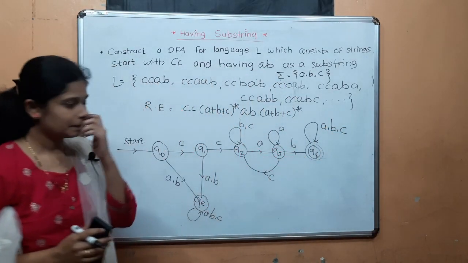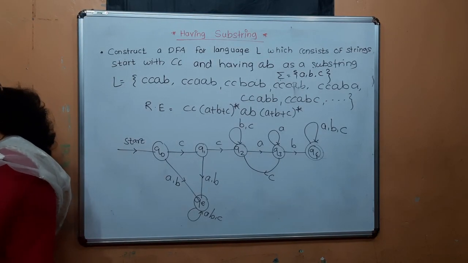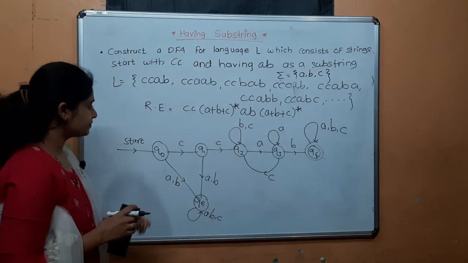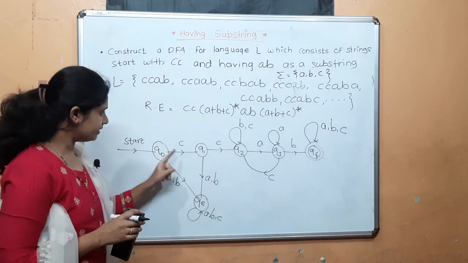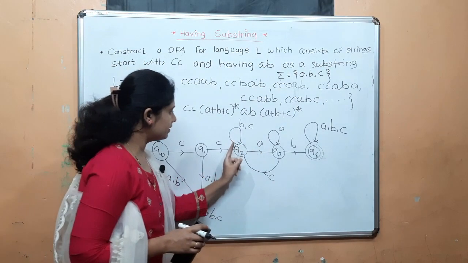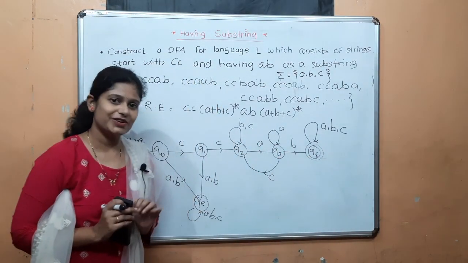Okay. Or C. Okay, check. Q0 ABC, Q1 ABC, Q epsilon ABC, Q2 ABC, Q3 ABC, Q4 ABC. Okay, thank you.